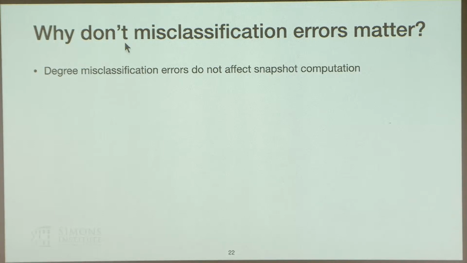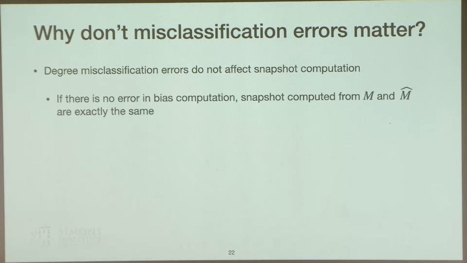First of all, observe that degree misclassification errors do not affect the final snapshot that we want to compute. If you recall the oblivious algorithm, it does not care about what the degree of the vertex is. All it cares about is the bias of the vertex. So in that refined snapshot that I defined earlier, even if I misclassify the degrees of the vertices, it's not going to really affect my final snapshot computation, because all I care about is only the biases of the vertices.